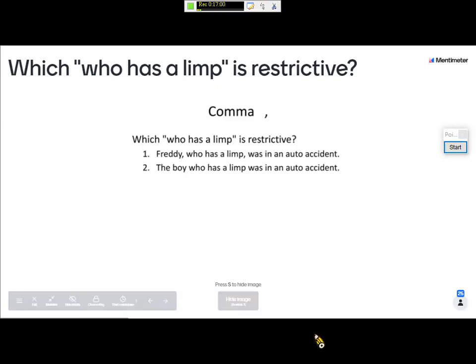Okay, let's look at this one. A modifier can have two different forms, unrestricted and restrictive. Unrestricted is separated by commas. Restrictive does not have a comma. It does not have a pause in its meaning. It is used to modify restrictively, something that definitely defines the quality of something. So basically, who has a limp is restrictive. It means it is a must-have adjective to describe the boy. So we do not have a comma, the answer for this one. The boy, which boy, who has a limp, was in an auto accident. So the answer is number 2.